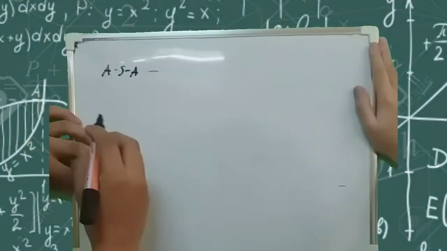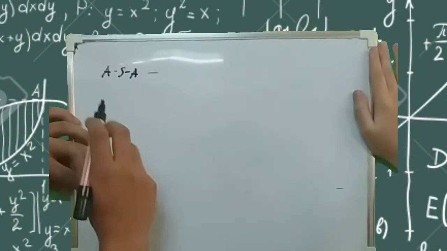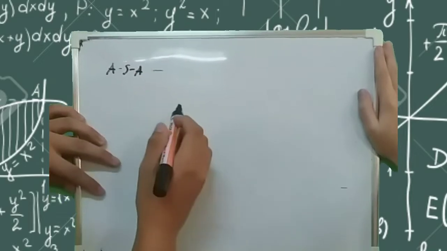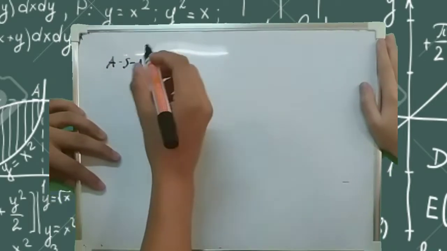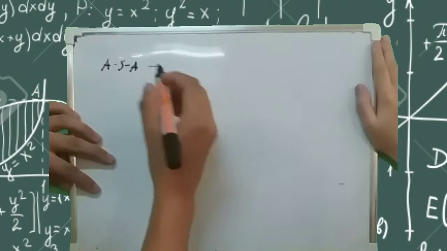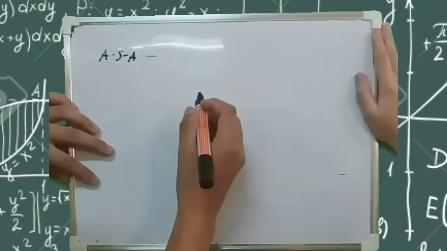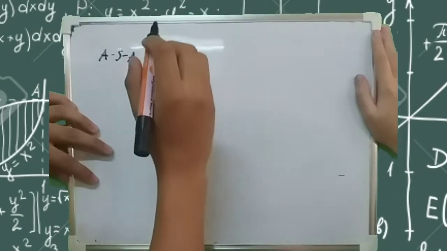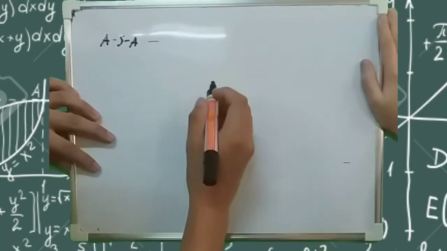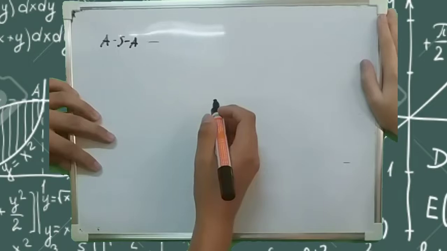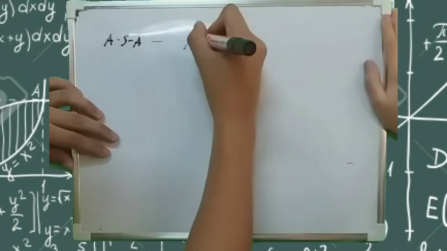So this is the third postulate, which is ASA, and it stands for angle, side, angle. It states that if two angles and an included side of one triangle are congruent respectively to two angles and an included side of another triangle, the two triangles are congruent. So this is the figure.